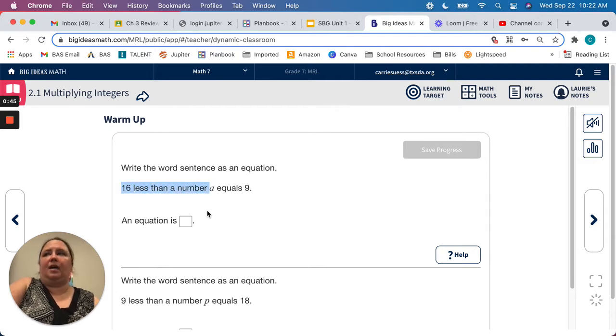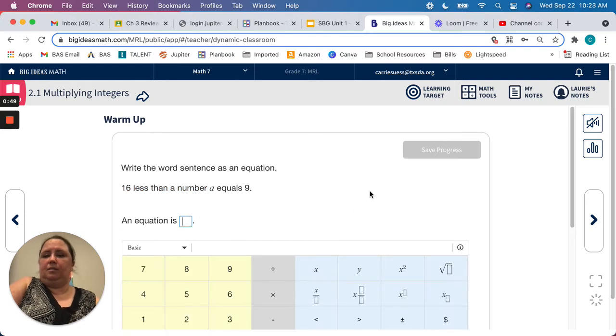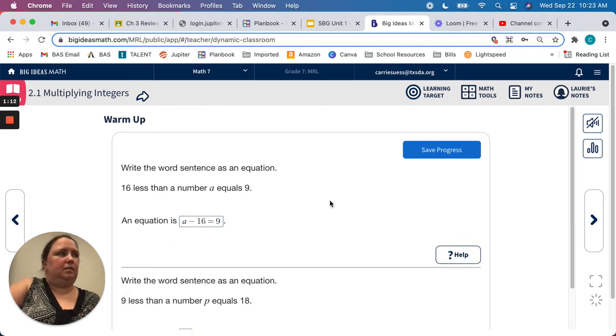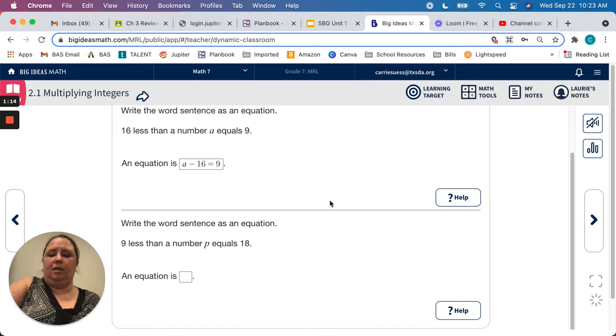How would I write that as just the expression? Yes, McDiego. A minus 16. Because 16 is less than A. You need to start knowing that vocab. When you hear less than, when it's in this equation, it's subtraction. Okay, unless it's comparing numbers. Then you have the greater than or equal to. Okay, then I say equals 9. Make sense?